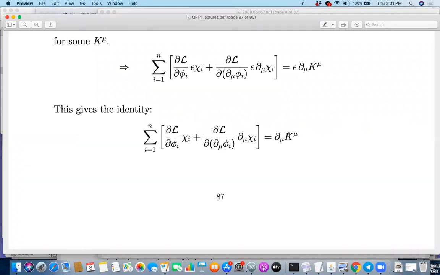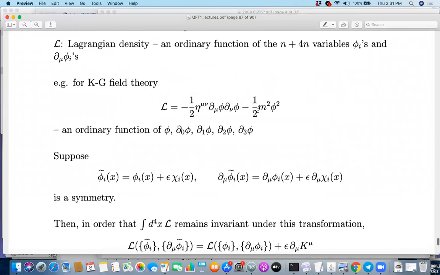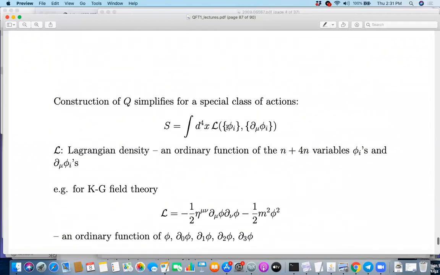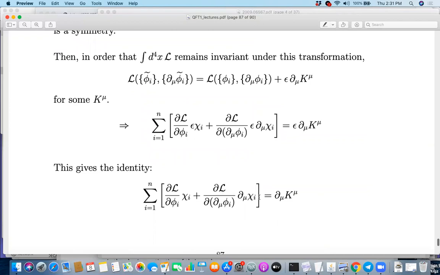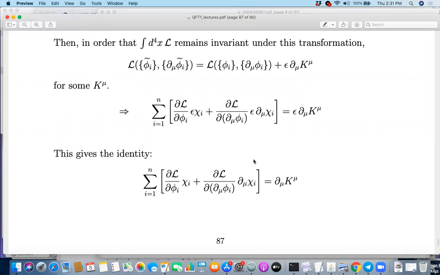K mu is any arbitrary vector constructed out of the fields. If L happened to have more derivatives, suppose L depended not just on the field and its first derivative, but also on the second derivative, you can still do a similar thing, except there will be one more term added here. Okay, that's all. Are there questions?